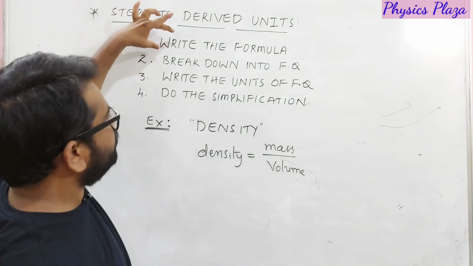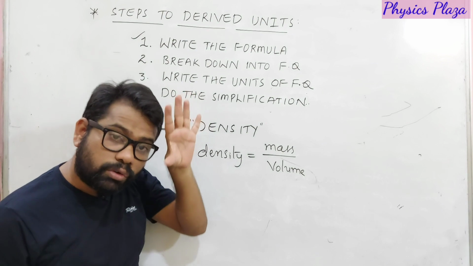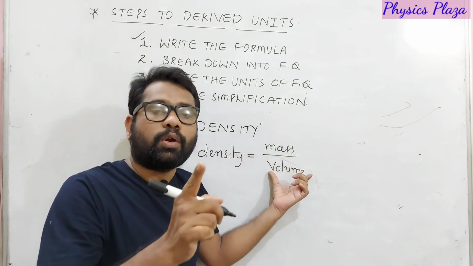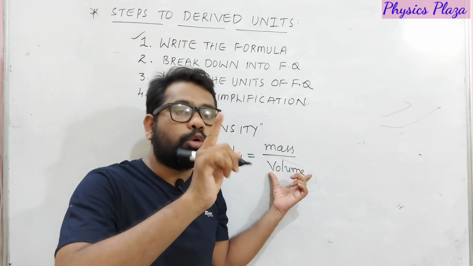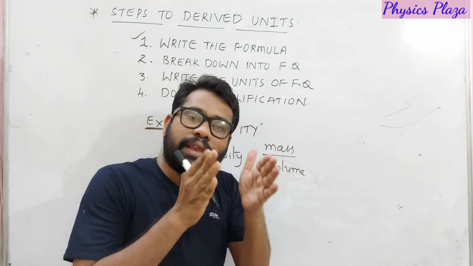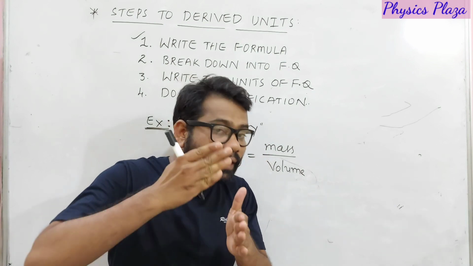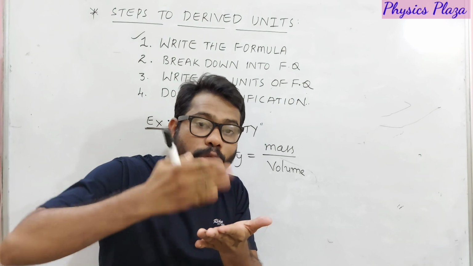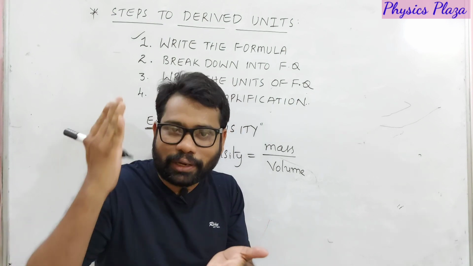So we are done with the first step. Now we have to check whether all quantities are fundamental quantities or not. If all quantities are fundamental quantities, no problem, directly you can write the units of the fundamental quantities. If not, if any derived quantity is involved, we have to break that down into fundamental quantities.